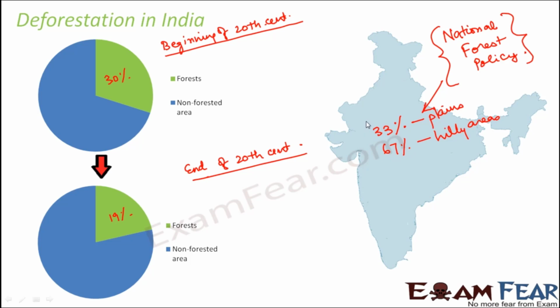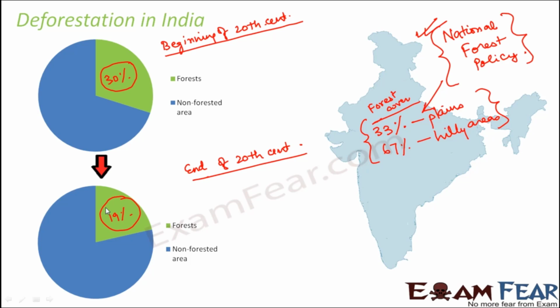And for plain areas, the forest cover should be 33%. So if you look at the actual scenario, you will see that even towards the beginning of the 20th century, the forest cover was only 30%, which was not meeting the requirement of National Forest Policy. And towards the end of the 20th century, it reduced all the more.